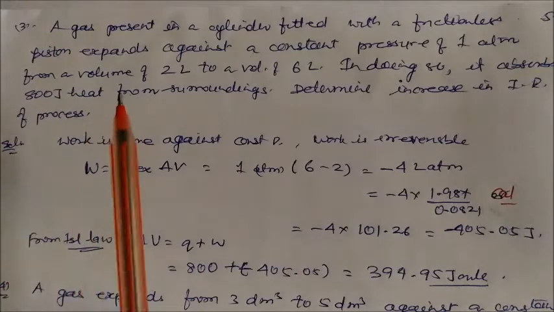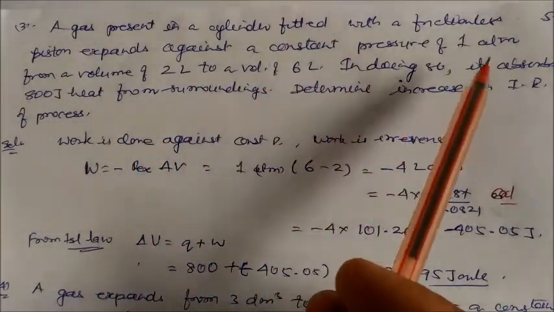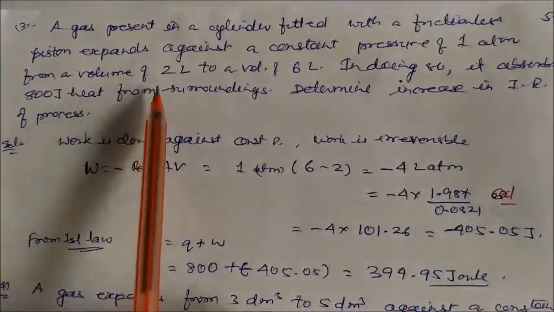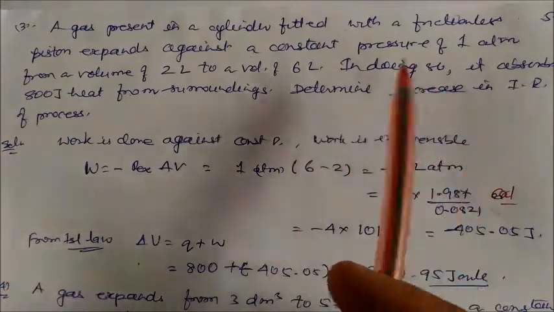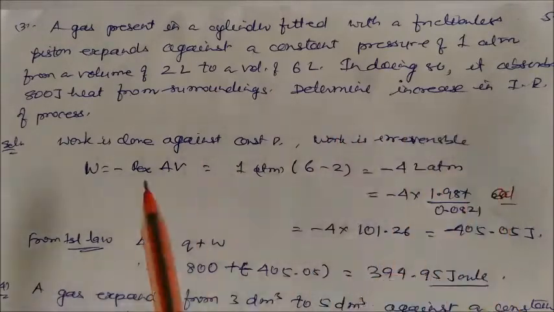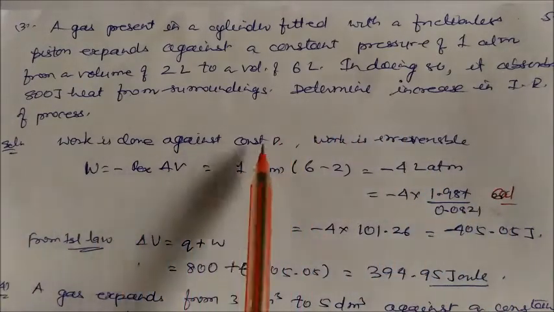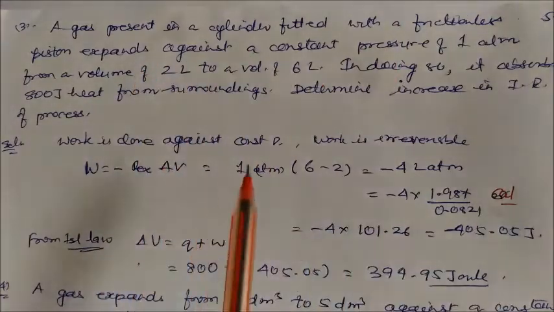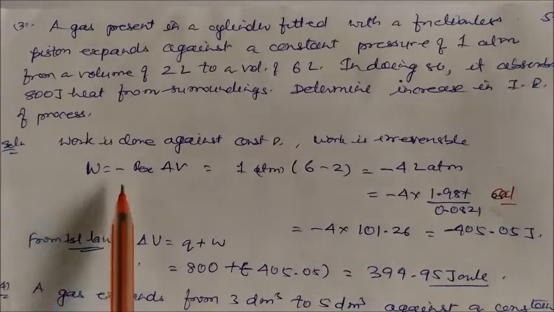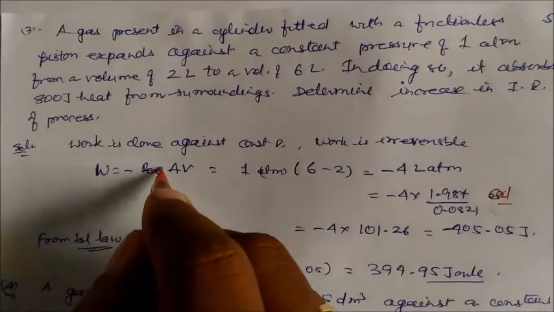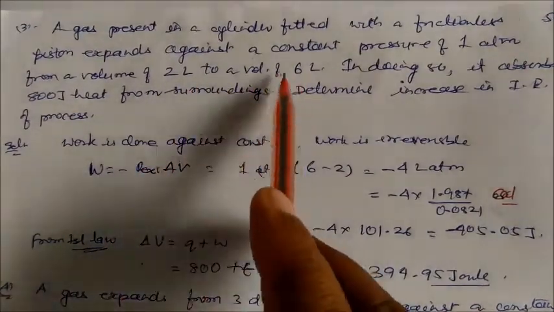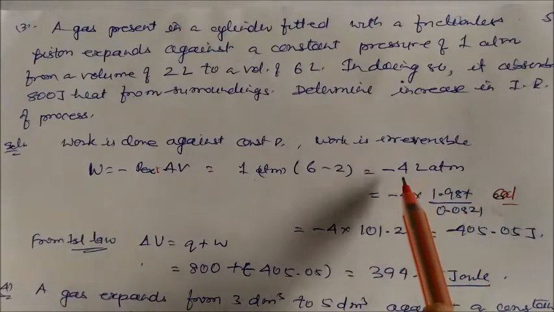So this is the next question. A gas present in a cylinder fitted with a frictionless piston expands against a constant pressure of 1 atmosphere from a volume of 2 liter to a volume of 6 liter. In doing so, it absorbs 800 joule heat from the surroundings. Determine the change in internal energy of the process. So this work is done against a constant pressure, so the work is irreversible, definitely. For this, work done is equal to minus P external into delta V. P external is 1 atmosphere, and the change in volume is 6 minus 2, V2 minus V1. So we get minus 4 liter atmosphere.